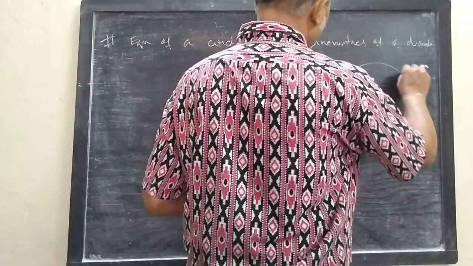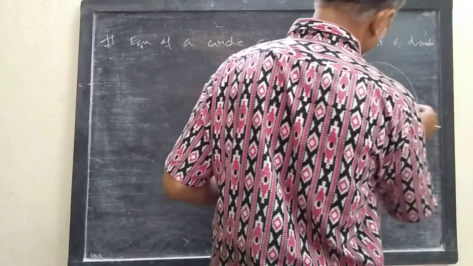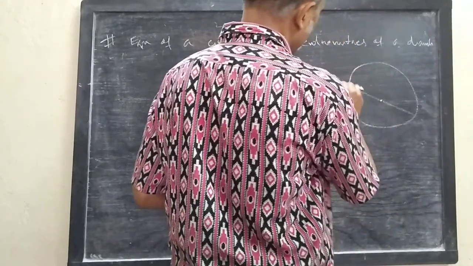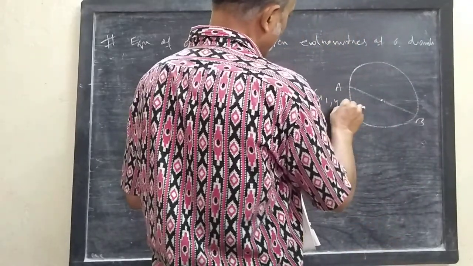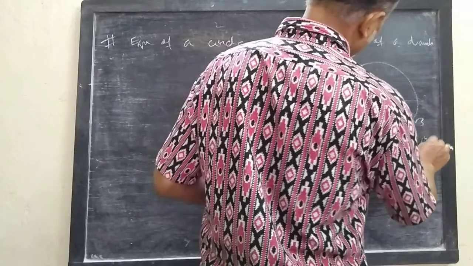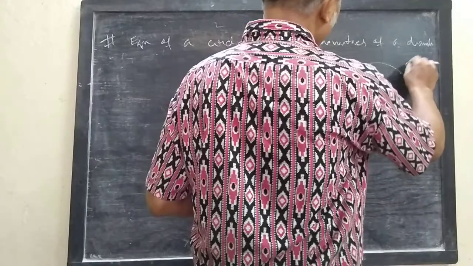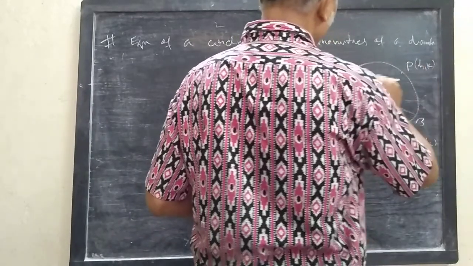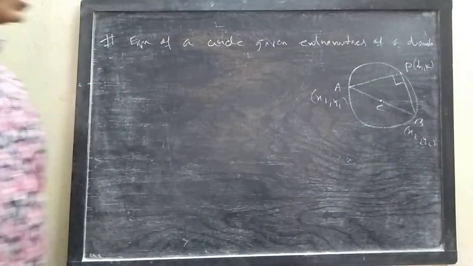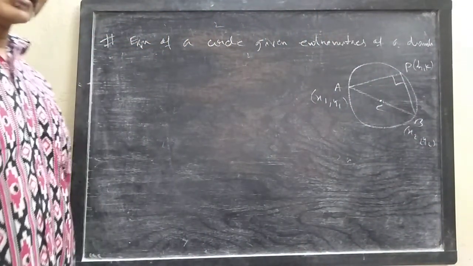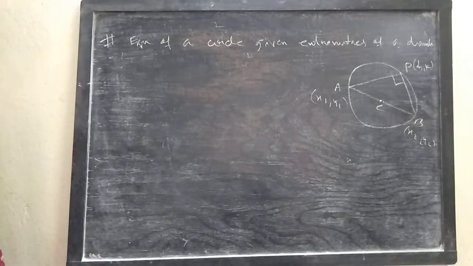Let us consider this circle. Say this is one of its diameters. So this is the center. Let coordinates of A be (x1, y1) and B be (x2, y2). This is center C. Let P (h, k) be any point lying on the circle. Then it is obvious that angle APB will be 90 degrees, because you know the angle in a semicircle is a right angle always. So let us find first the slope of AP.